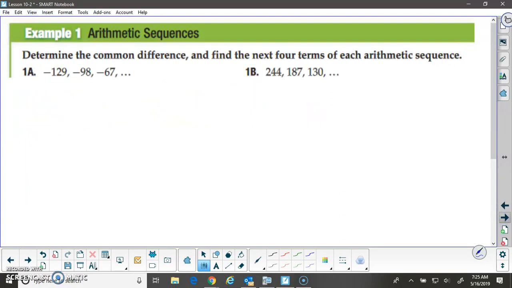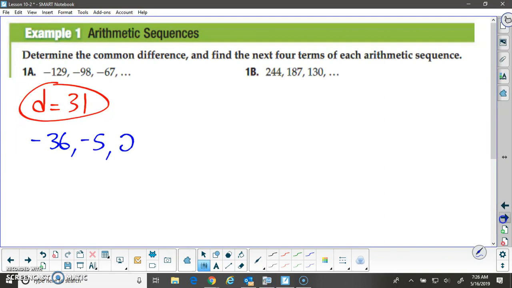Same directions, determine the common difference and find the next 4 terms of the arithmetic sequence. Well, since you know that it's arithmetic, you can hopefully see that it's going up by 31 each time. So there's your common difference. And so if you increase by 31, you'd have -36, -5, 26, and 57.